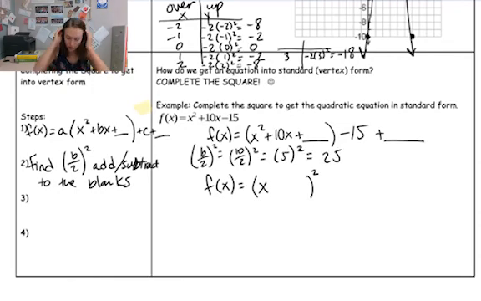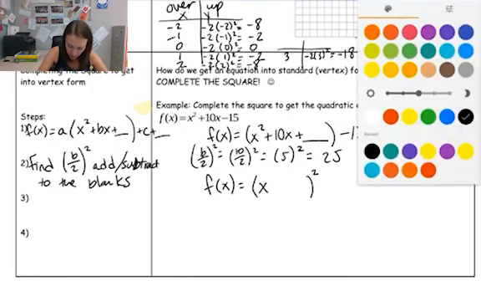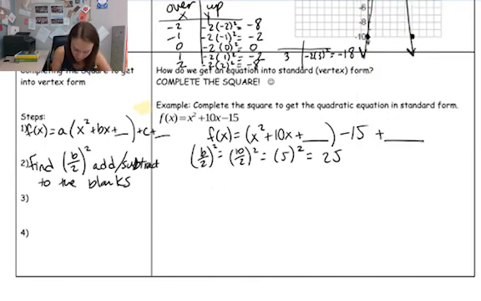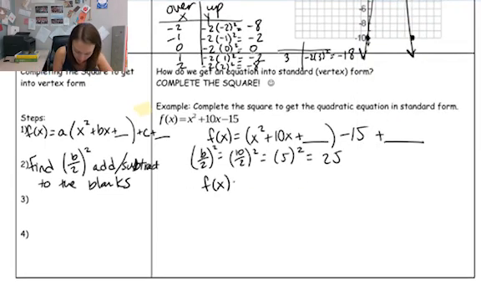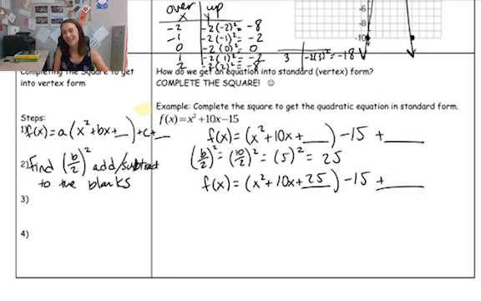So I think I'm going to rewrite that before I jump ahead of myself. So x squared plus 10x plus 25 minus 15 plus, and then I can't just add 25 to my equation. I need to zero that back out, so I'm not actually changing what I had. So I'm going to add a negative 25. My positive 25 and my negative 25 cancel each other out, so I didn't really change what I had.